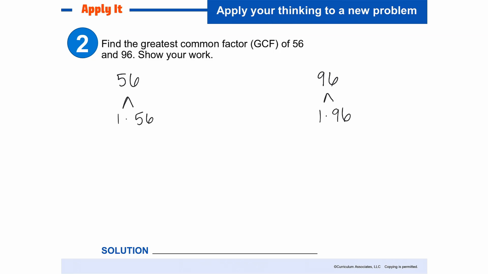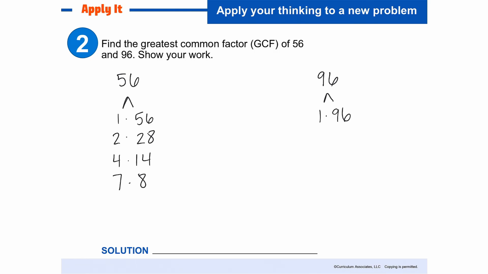And then I'm going to look and see, well, what else do I know off the top of my head? Do I think that 2 can be made here? 2 and 28 I know can go in. I can do 4 and 14. I can do 7 and 8. Okay, so I'm going to stop going through with that tree, and I'm going to move over here to 96.